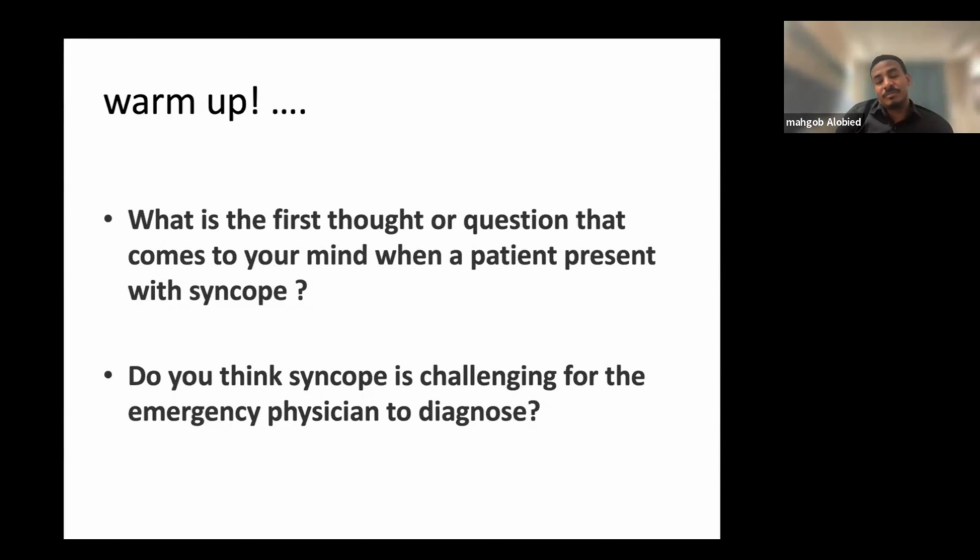And the other question: do you think syncope is challenging for the emergency physician to diagnose or not? That's what we are going to see in this lecture. We will go through the introduction and the causes of syncope, then the clinical assessment about the history, examination, and investigations, and then the risk stratification, and we will have a couple of cases to discuss together.